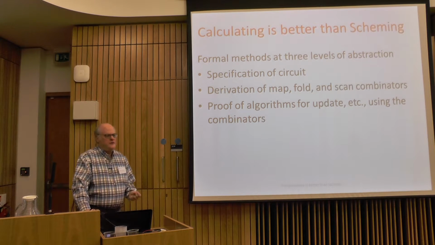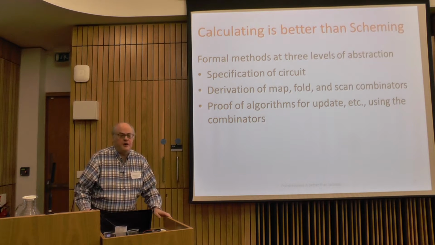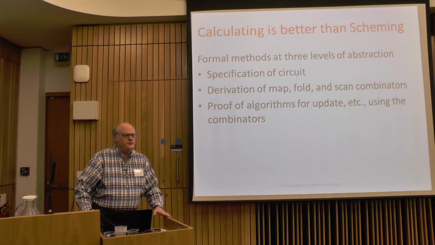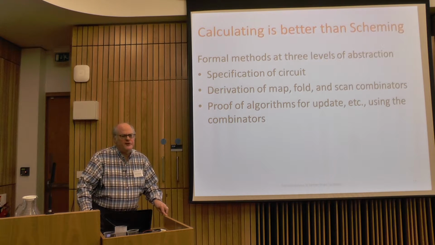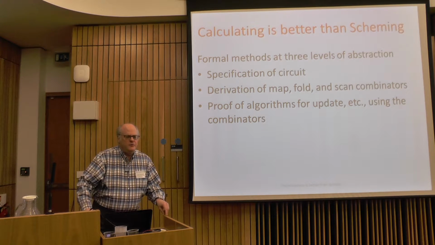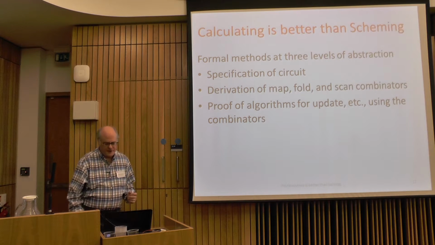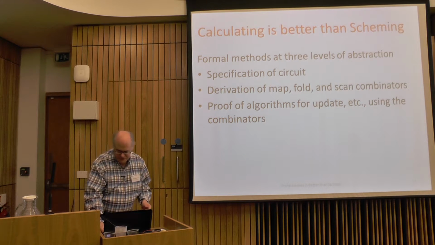And then the implementations of update and lookup and the other operations as well are carried out using these combinators. And actually all 3 of these levels are specified functionally and have proofs or derivations behind them. So calculating is indeed better than scheming.